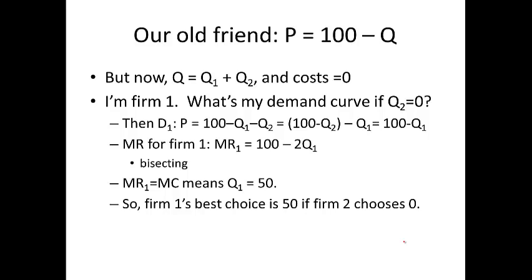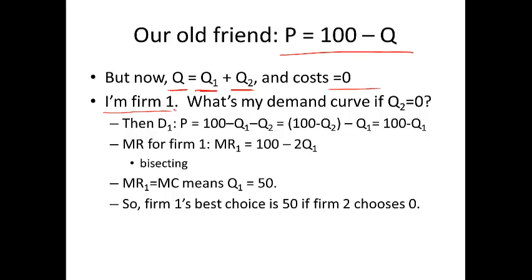Let's start with a market demand curve. We've seen market demand curves like this before, so I've referred to it here as our old friend, P equals 100 minus Q. Now, Q, the total amount supplied to the market, is my output plus your output. Let's have costs be zero. Fixed and marginal costs are all zero to keep this example as simple as possible, although it will still convey the important intuitions. Now, I'm firm 1.